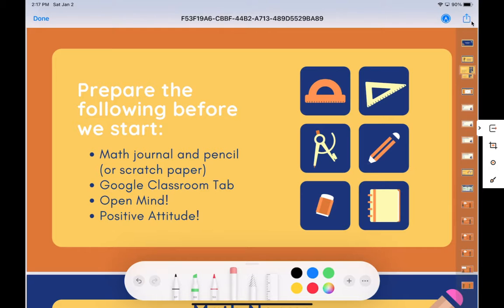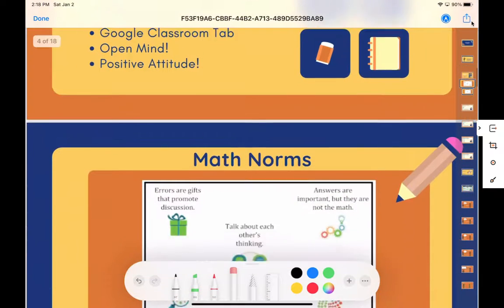You're going to want to make sure that you keep all of the pieces of paper that you take notes on during math class in a safe place so that you're able to locate them when you need to refer back to your notes. You're also going to want to make sure that you have your Google Classroom tab open just in case we have to go back there to look at some items or assignments. And we're always going to start class with an open mind and a positive attitude.